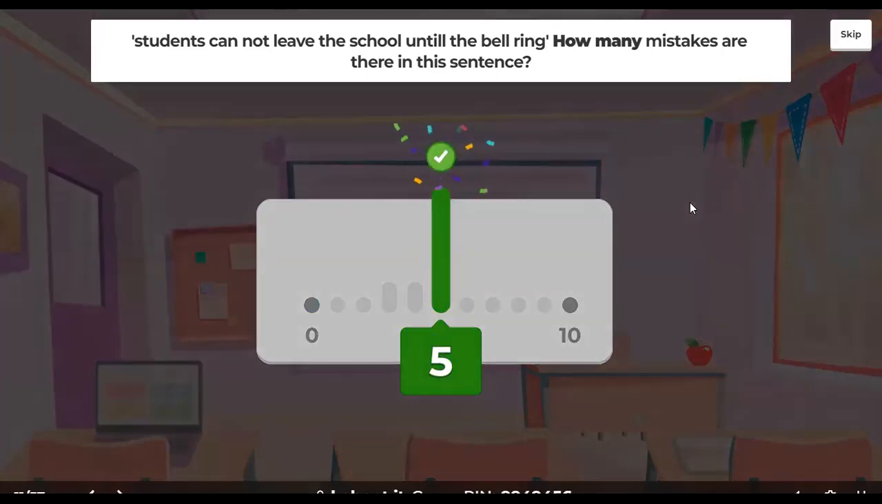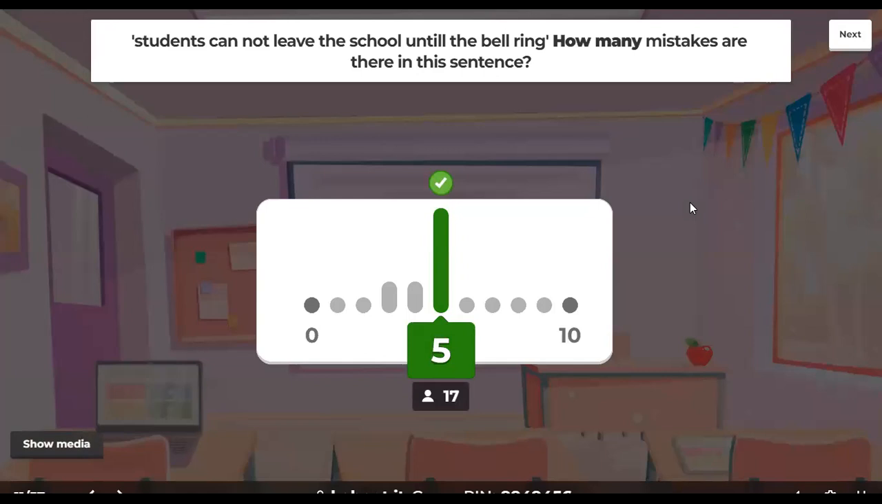Yeah, actually there are 5 mistakes. Wadima is one of them, and that's what I read. 17 students have answered the question only. Okay, now look at this one.